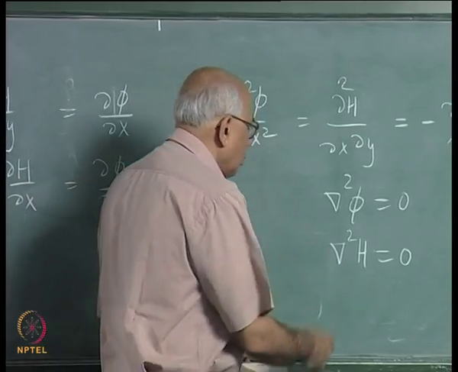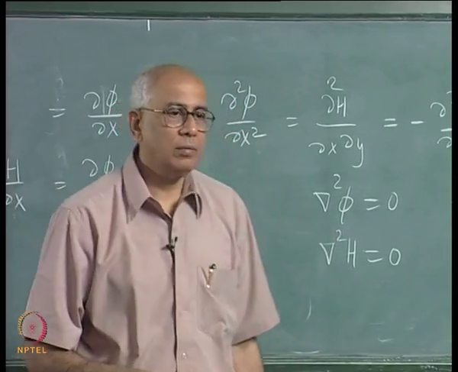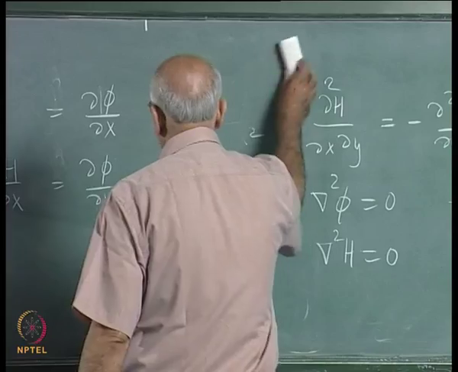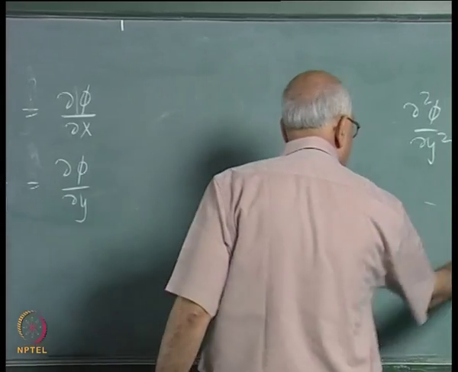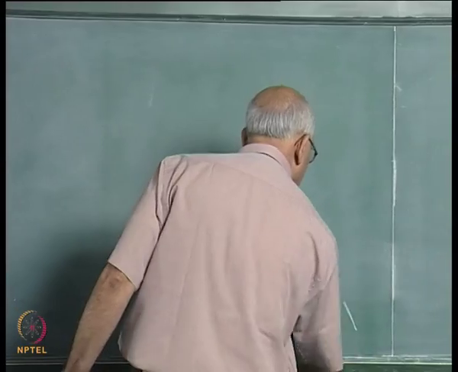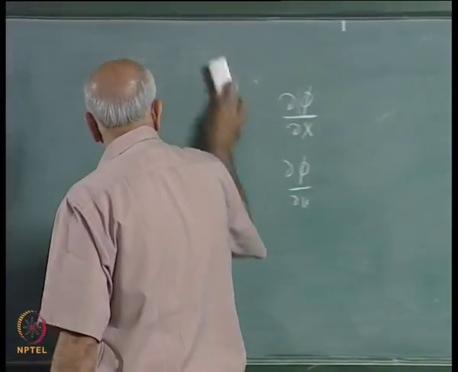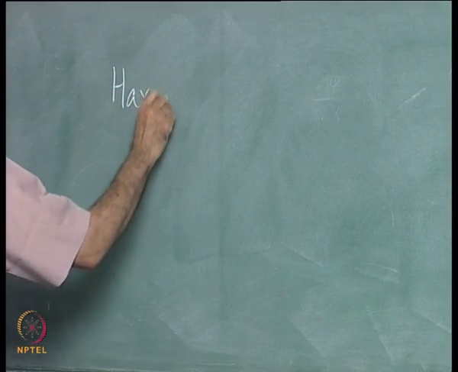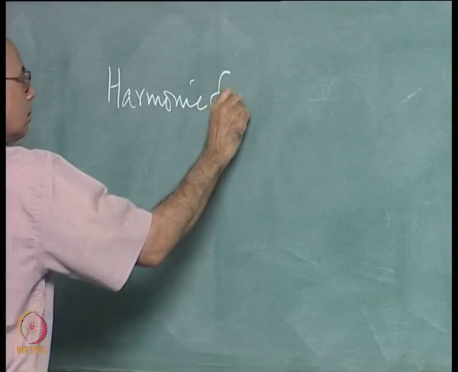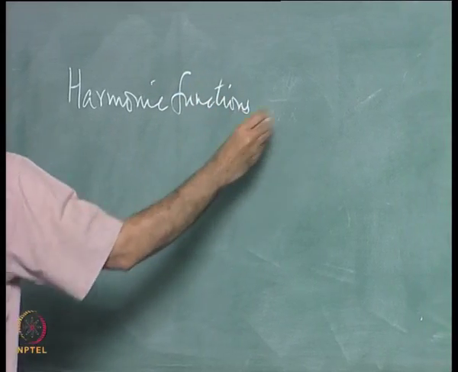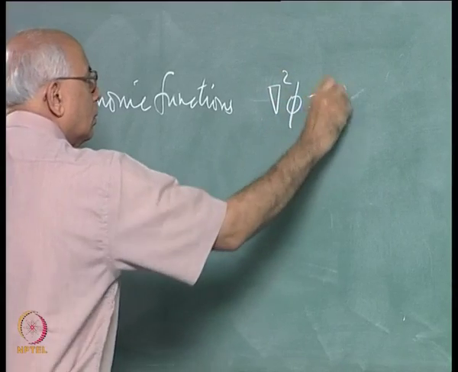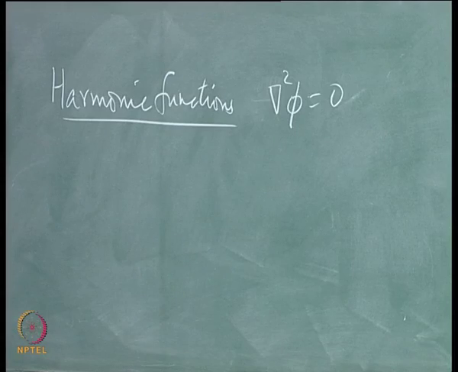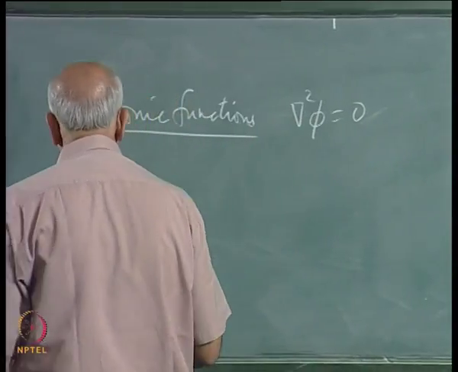Let us look a little bit at what we mean by a harmonic function. It is a good thing to have this digression to see what is meant by a harmonic function. So let us look at solutions of the Laplace equation itself. A little digression on harmonic functions. They are solutions of del squared phi equal to 0 in some region, any number of dimensions. Let us look at one dimension.